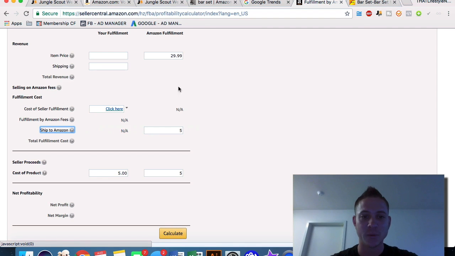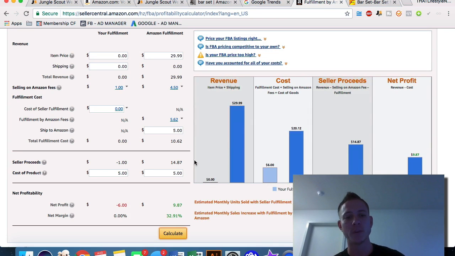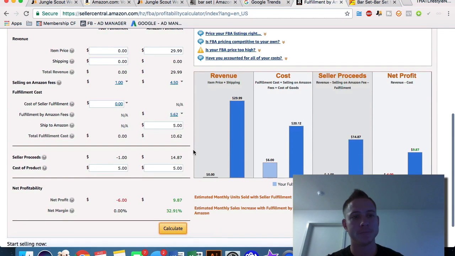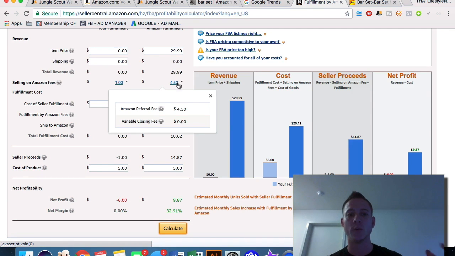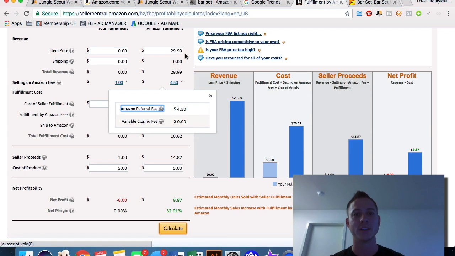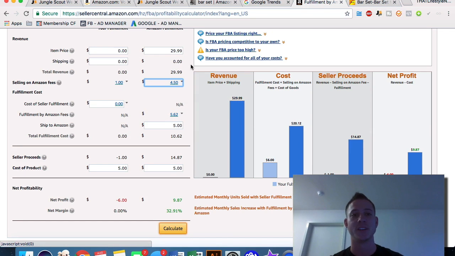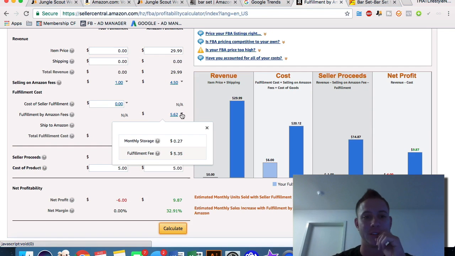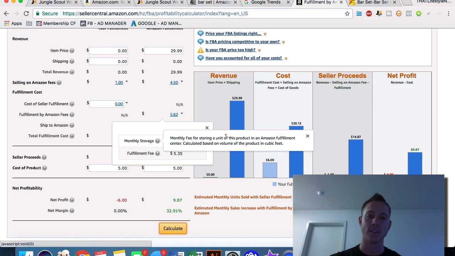So after we have these shipped to Amazon and cost of goods sold numbers, we can calculate here, and this will also include the Amazon selling fees, which is the referral fee, which is 15% of your overall price. So if this was $300, it would take 15% of that. If it was $1, it would take 15% of that. The fulfillment by Amazon fees is how much it takes for Amazon to actually package it and ship it out to the customer, and the amount of monthly storage fees. So the fulfillment fees and the storage fees.